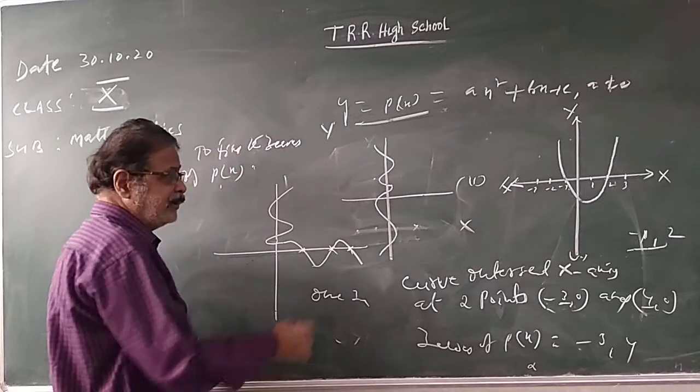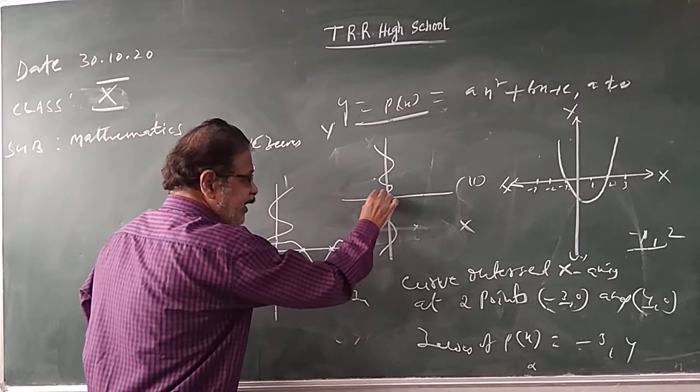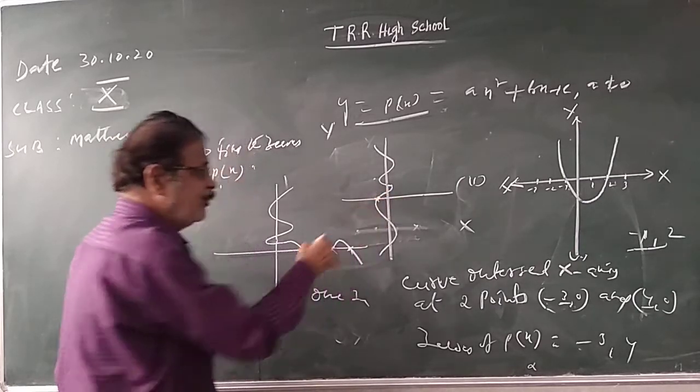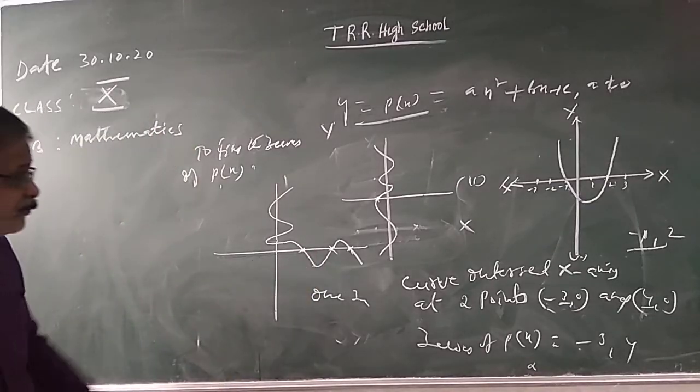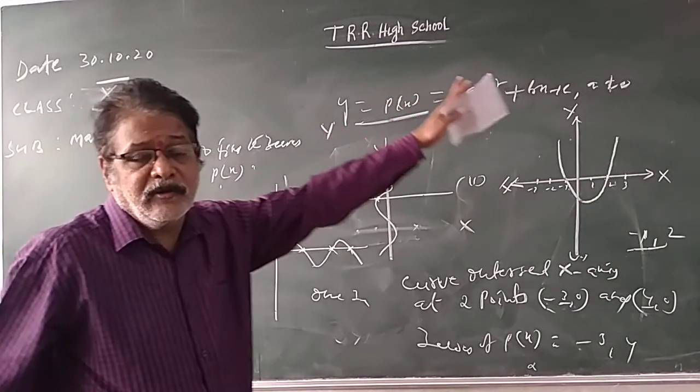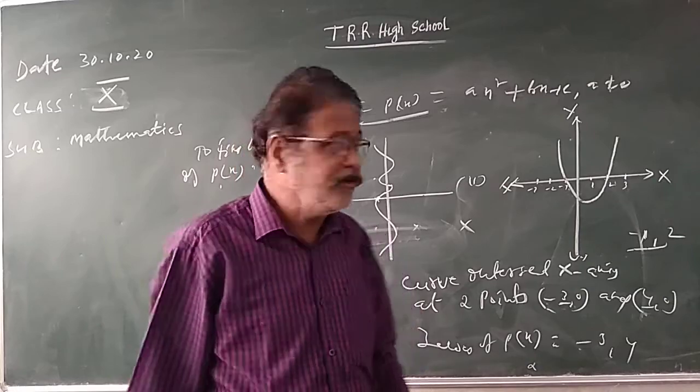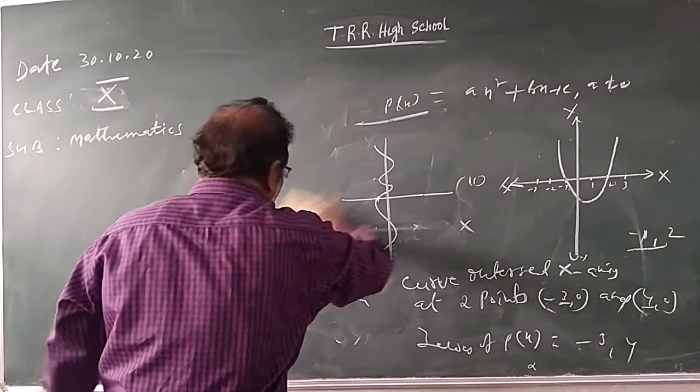How many zeros? Yes, the x-axis. It intersects the x-axis here. Only 1 zero. So by the graph, we can find the number of zeros.